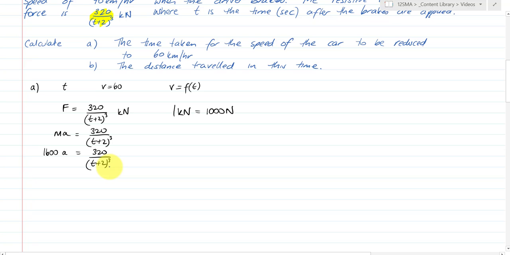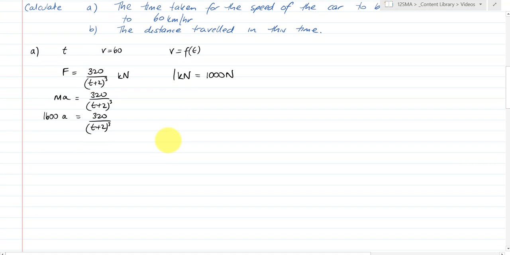But now we've got kilonewtons against newtons, so if we add in that factor of 1,000, we can start to do something here. I'm going to write down times 1,000 newtons, and then cancel that 1,000 with this 1600, which leaves me with 1.6a equals 320 over (t plus 2) cubed. Dividing by 1.6, I get a is equal to 200 over (t plus 2) cubed.